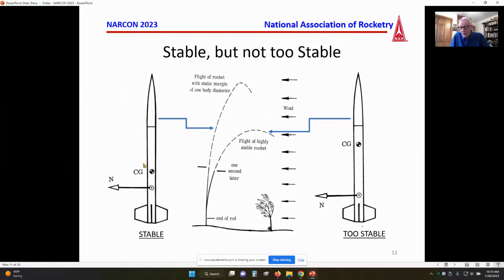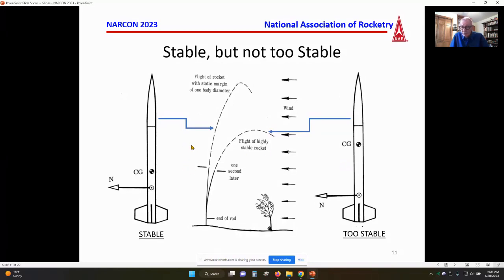If you have a stable rocket, of course, the wind will deflect it, but it will also try to get back to flying into the airflow. The higher your speed, of course, the less the wind has an effect. But if you have a highly stable rocket, one like the one on the right, then it's going to have a tendency to fly into the wind more, and you're not going to get as much performance out of your rocket. So it's important to realize that you can't make your rocket too stable.